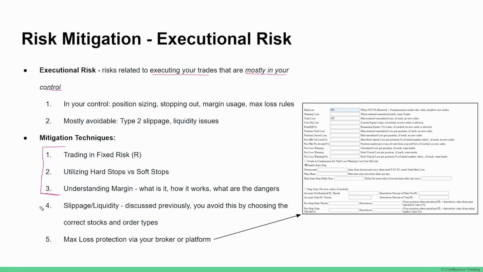And in the previous lesson, we talked about the fact that you need to avoid very low float or very illiquid stocks, okay? And so I'm not going to hit on that here either. But the one thing I do want to talk about on this slide in detail is enabling a max loss protection on your broker or your platform. So I use Dash Trader Pro. You can actually set a max loss for the day that once I lose more than $500, let's say, it will actually liquidate my positions if I'm still in any, and then it will not allow me to take any new trades for the day.